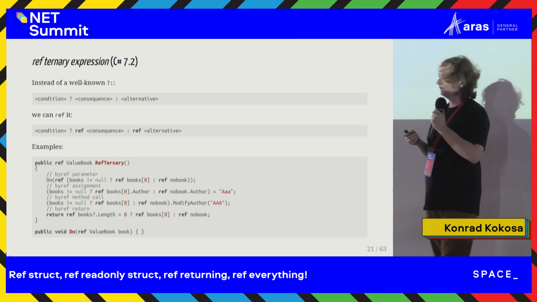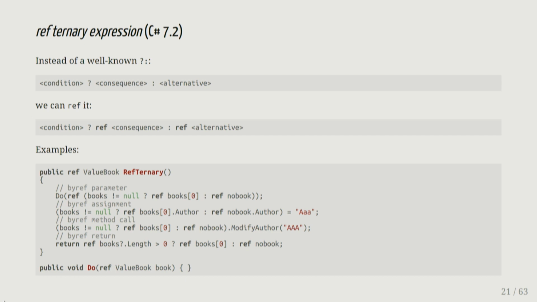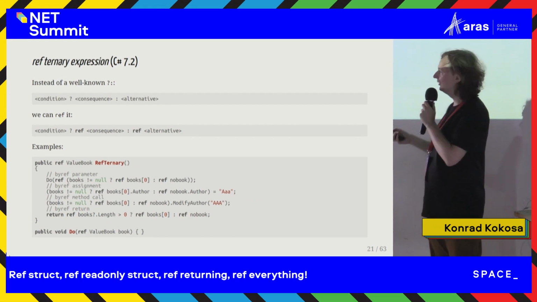So this is one thing. Another thing, a more advanced one for even more nerdy people. If you have ever used a ternary expression, there is a ref ternary expression, even added in the newest C#. So instead of writing a regular ternary expression, you can use refs. And it allows you to write quite enigmatic, let's say, and cryptic code like here.